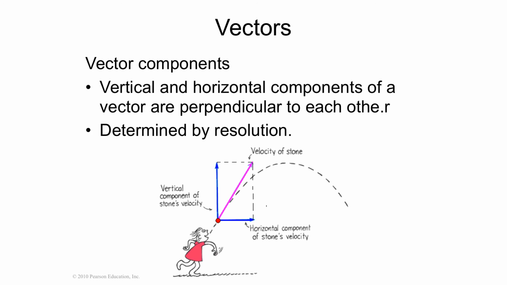So if I know how fast I threw the rock and I know the angle that I threw it at, then I can figure out how forward that rock is going to fall. I can figure out its distance before it hits the ground again.